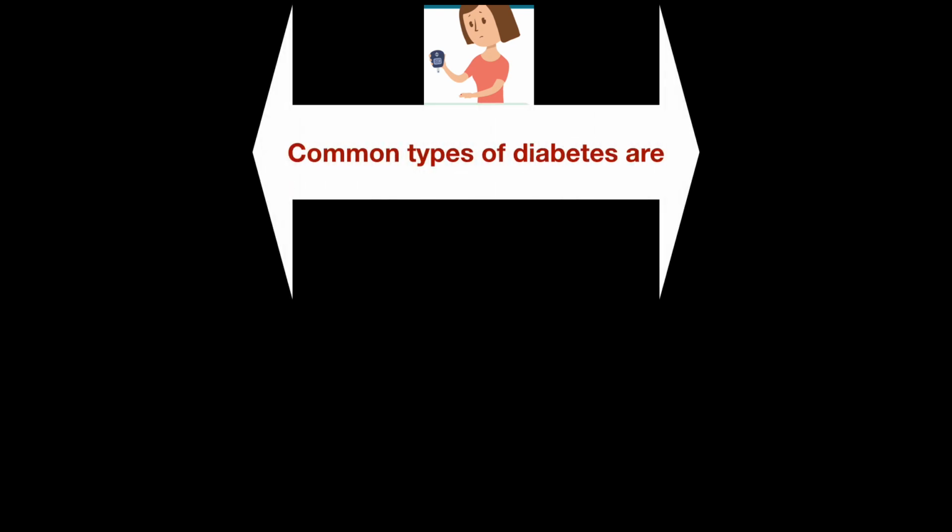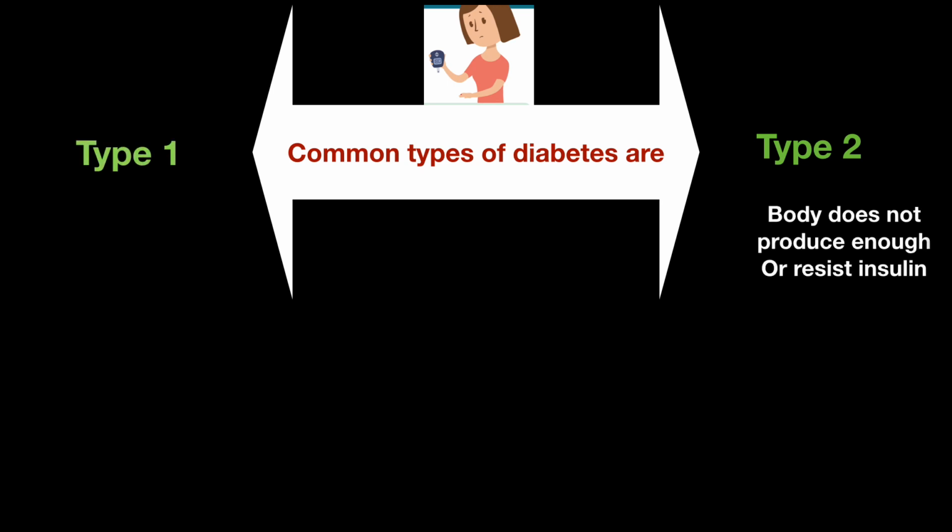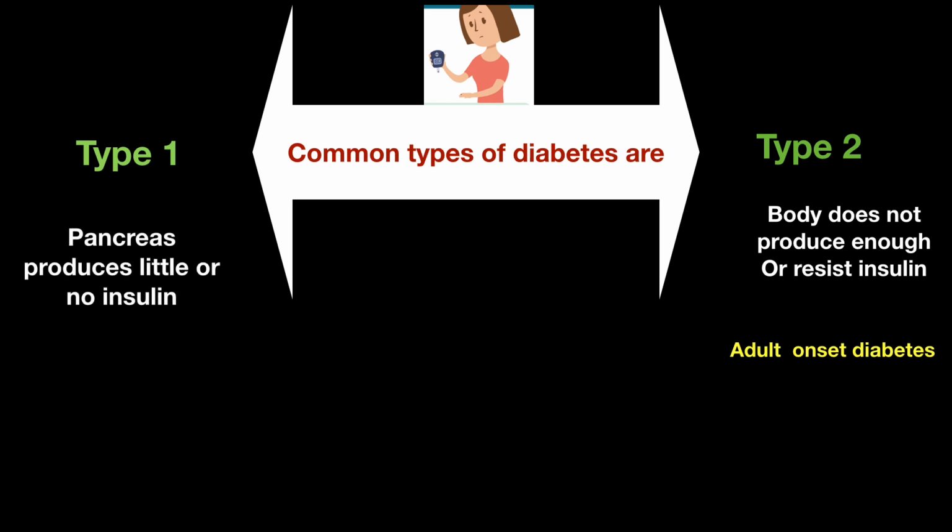The most common types of diabetes are type 2 diabetes and type 1 diabetes. In type 2, the body doesn't produce enough insulin or resists insulin. It is otherwise known as adult onset diabetes. In type 1, the pancreas produces little or no insulin. It is otherwise known as juvenile diabetes. Before going to the details, let's see what the role of insulin and glucose is in our body.